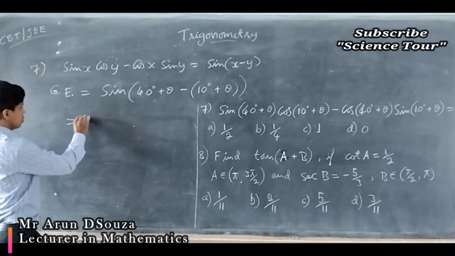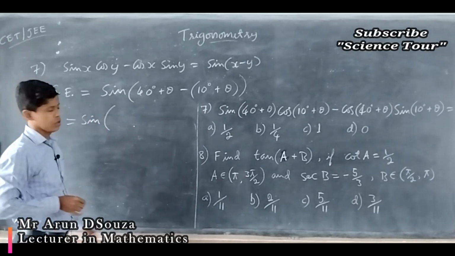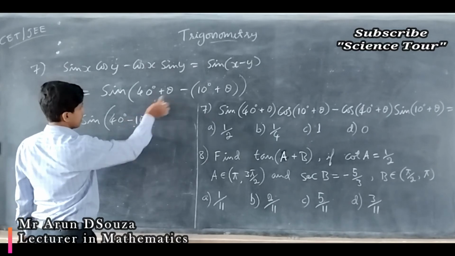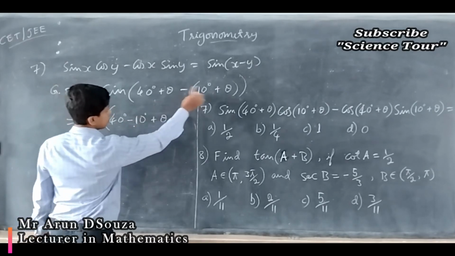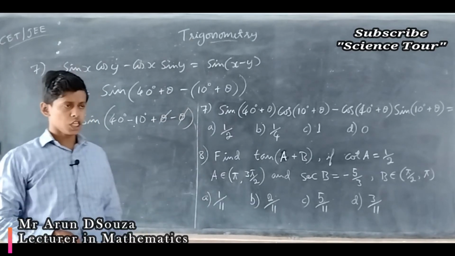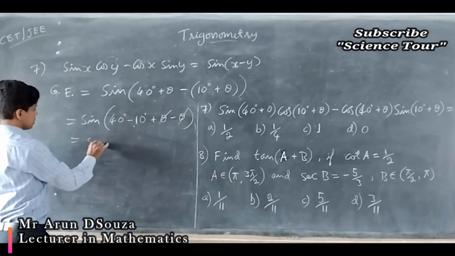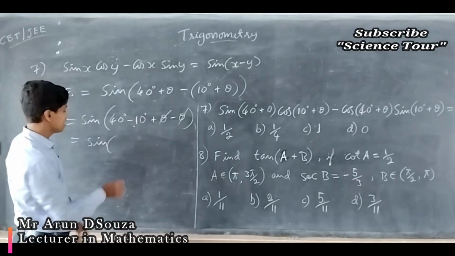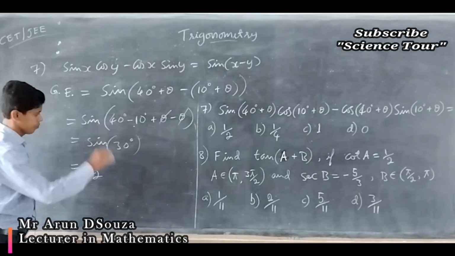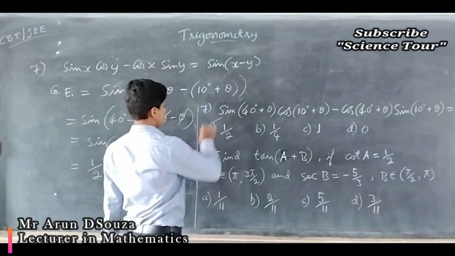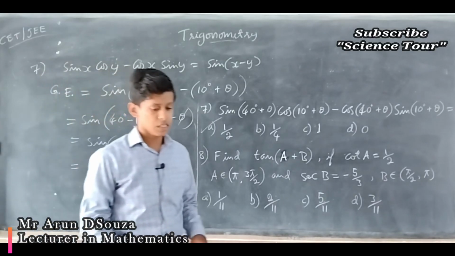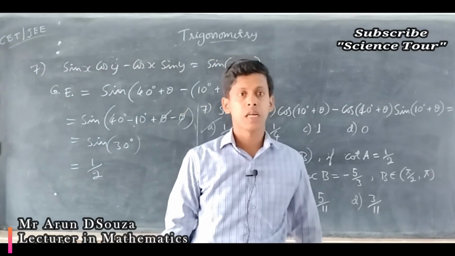So this is equal to sine of, let me write 40 degree and minus 10 together, and here I have got plus theta and this will be minus theta, which will cancel with each other. So this is sine of 40 minus 10, which is 30, a standard angle. So what is sine 30? Half. Correct? So half is the right choice. Option A is the answer for 7th question. That brings us to the last question of today's class, question number 8.